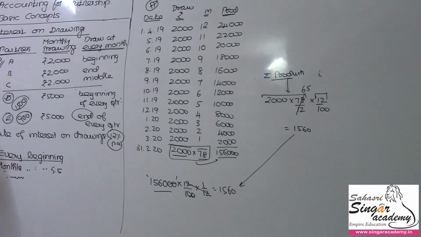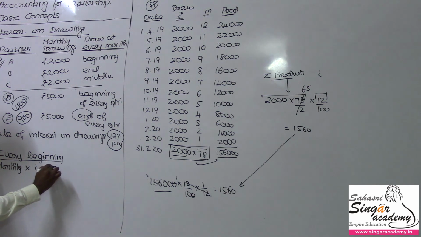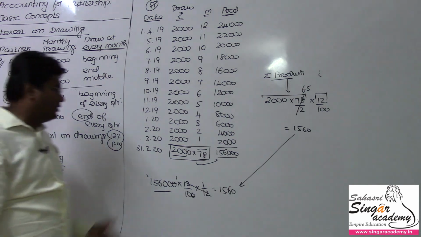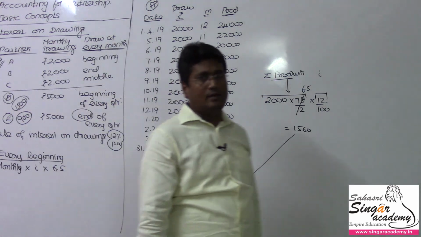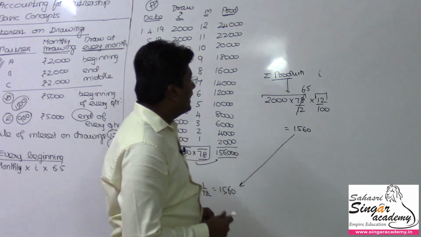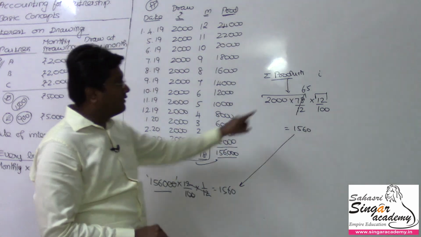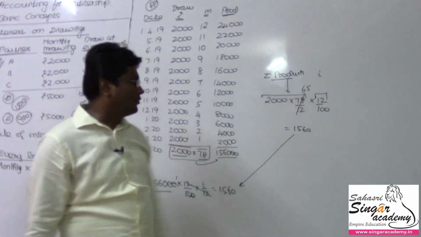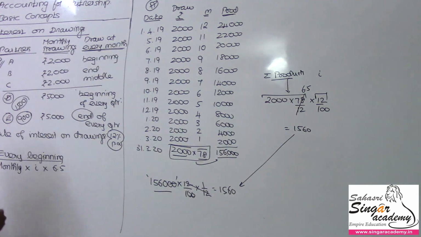Monthly drawings into rate of interest, and there is a standard number, that number is 6.5. For the monthly drawing, don't multiply with the 2,000 rupees and 12. The overall drawing should not be taken because the overall drawings was already adjusted here. The 78 itself is the adjusted one, so you don't bother about that.